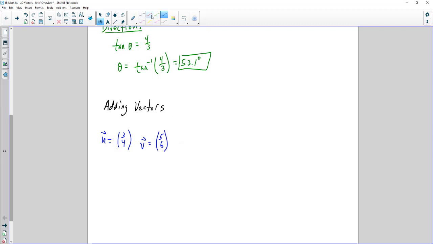So what I'm going to do is say the vector u, let's just leave it like that. We're going to go 3 this way in the x direction. This is x and this is y. And we're going to go up 4 in the y direction. Same thing as before. So this is called vector u right here.